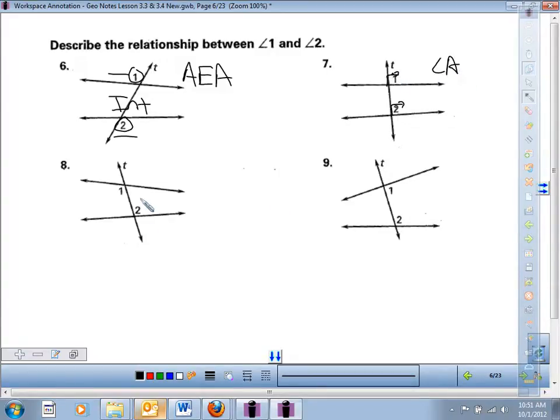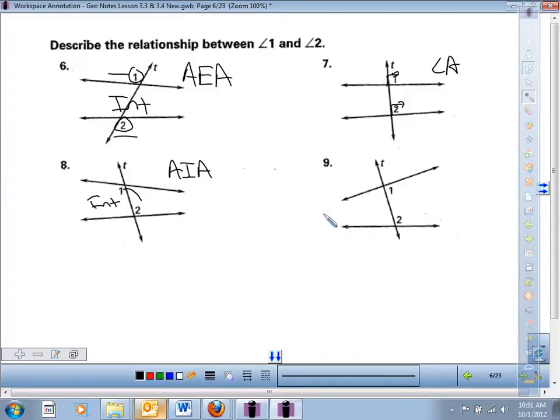Now let's go here. Again, ask yourself, are they both interior or both exterior? In this case, they are both on the interior. Now look, are they on the same side or are they on alternate sides? Well, they are on alternate sides, so these are on the interior, on alternate sides, so those are AIA.